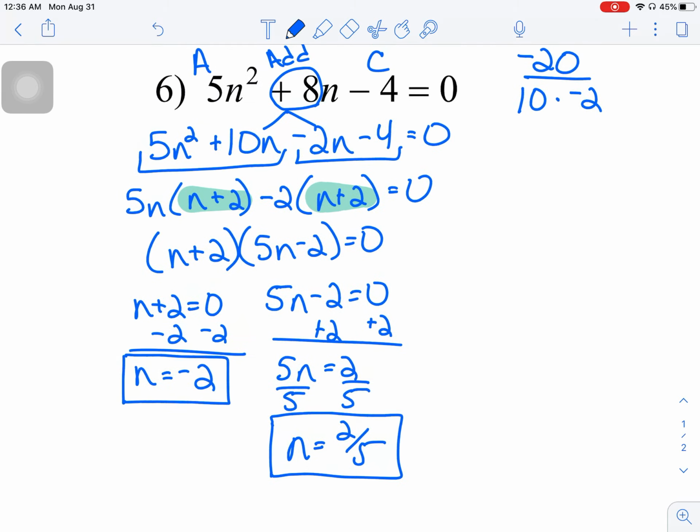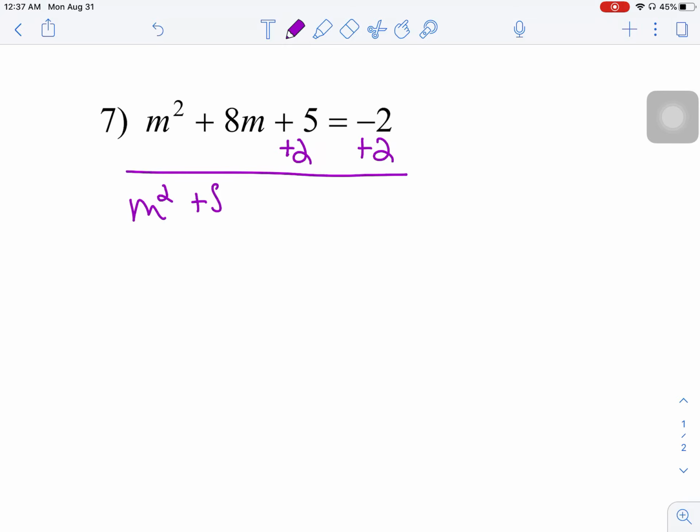But let's take a look at two more quick examples here. Problem number 7. The very first question I always ask myself is, is it equal to 0? And immediately, that's not 0. So I need to figure out what I can do to make that negative 2 become 0. So I'm going to add 2 to both sides. So that's going to turn into m squared plus 8m plus 7 is equal to 0.